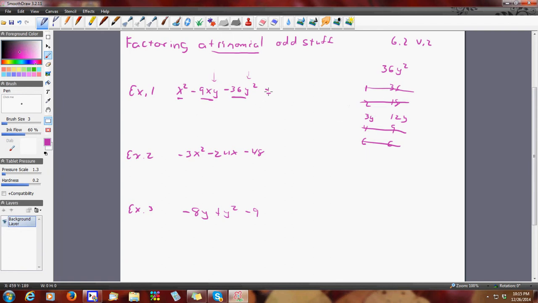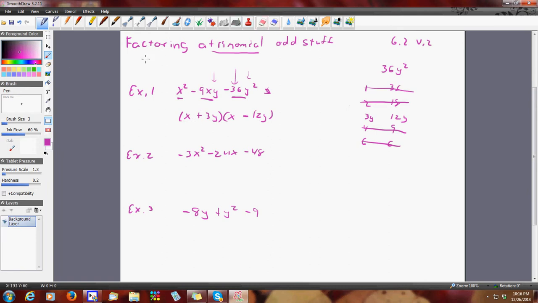So I'm going to get rid of my equal sign there. I'm going to do my x, as always. Like I said, I'm going to put in 3y and 12y, and the last number in my group is negative. So I know one's going to be negative, one's going to be positive. Because this is negative, the larger one's not negative.